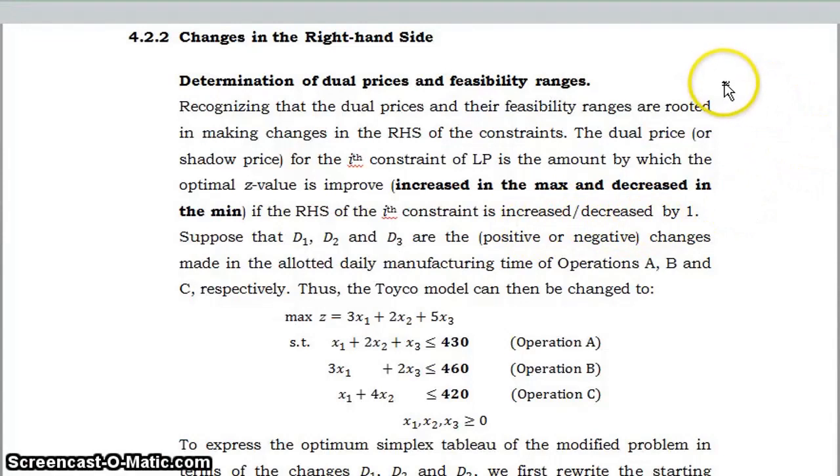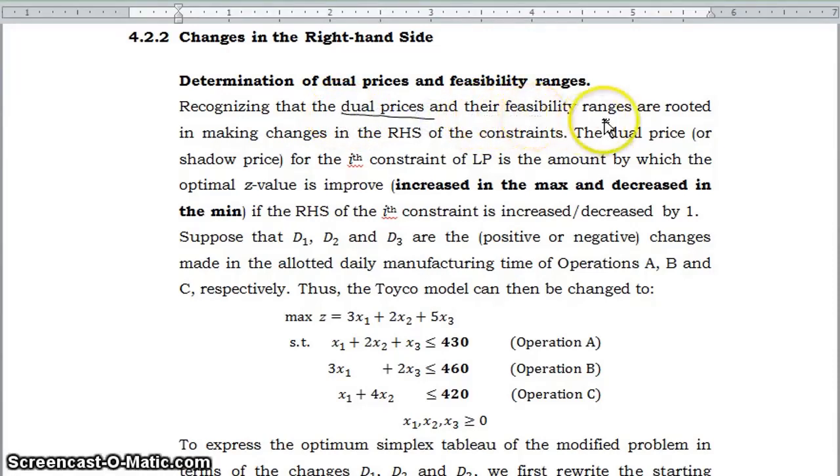Assalamualaikum and good day. This video is about the sensitivity analysis when changing the right-hand side of an LP problem. It is often important for a company to determine how a change in a constraint's right-hand side changes the LP's optimal Z value. With this in mind, recognizing the dual price and their feasibility ranges is rooted in making changes in the right-hand side of the constraint.